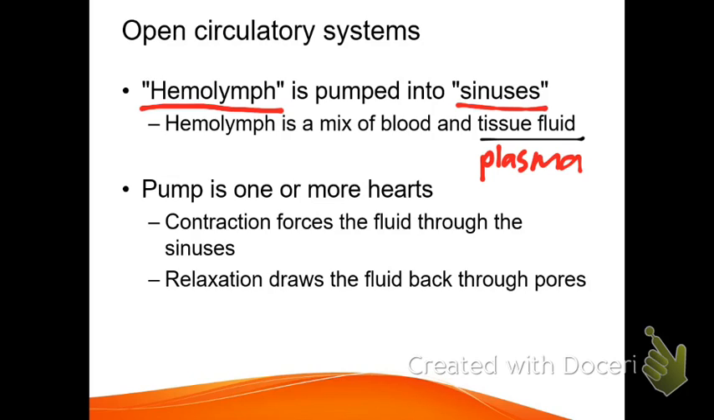And the pump for these open circulatory systems is one or more hearts. And these are also simple hearts. They're not the complex hearts that we have. And as you would expect, the pump contracts to push the fluid around. But here, when the pump relaxes, it draws the fluid back. In our body, our one heart has four pumps pushing this fluid around continually. Here, you have the one pump. When you squeeze the pump, the fluid moves out, and when you relax the pump, it draws the fluid back in.